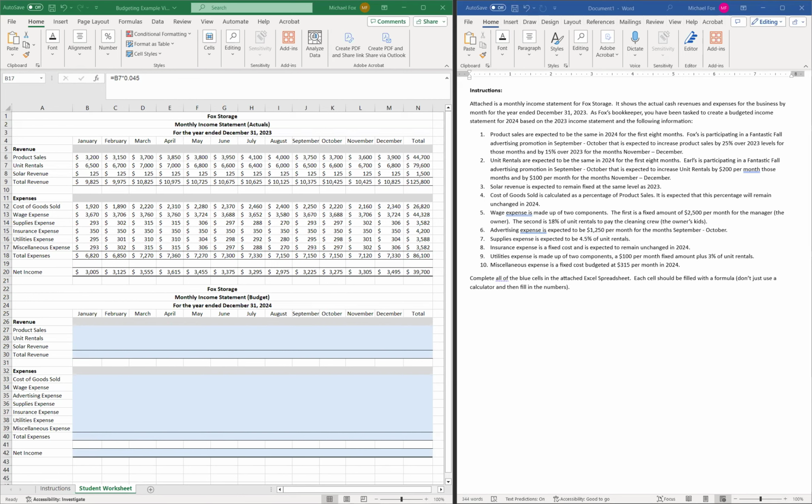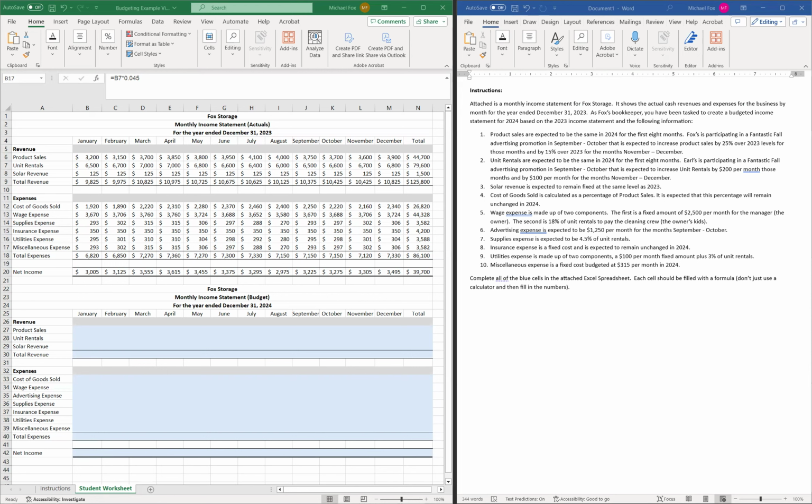So what I have here is an income statement that gives the revenue and expenses month by month for a business called Fox Storage for the year 2023. And then below, I have a blank template to make an income statement budget for the year 2024. And then over here on the right, I've got a bunch of information that will help us to make these estimates for the year 2024. So I'm just going to walk you through how to do this. It's very similar to the one that's in the homework, a little different, but very similar.